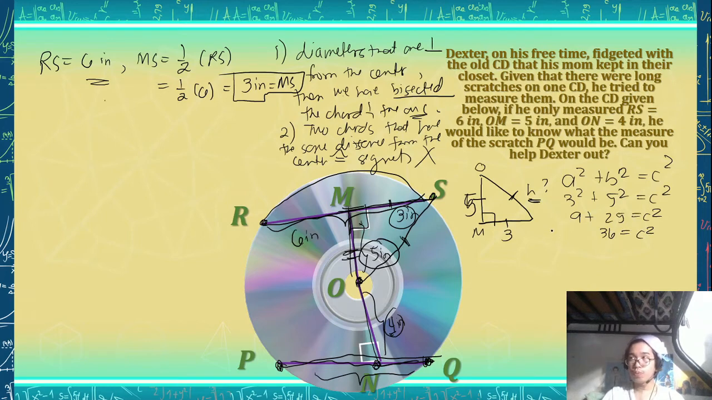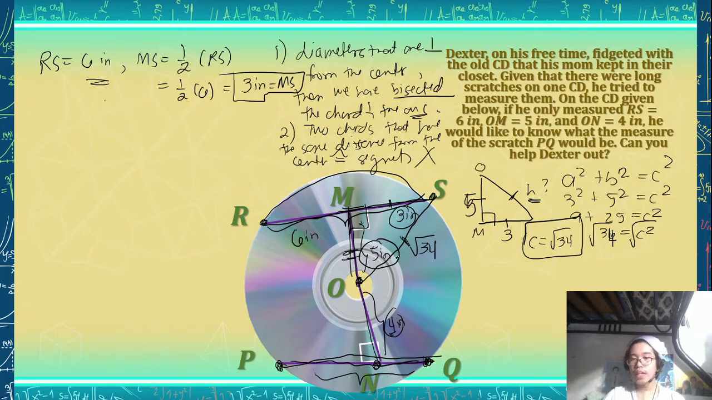And therefore, let's just check 25 plus 9. So that's 34. Therefore the value of c, the hypotenuse over here, if we take the square root of that, c is just equal to square root of 34. Therefore the hypotenuse over here is just equal to square root of 34. And why is that important?